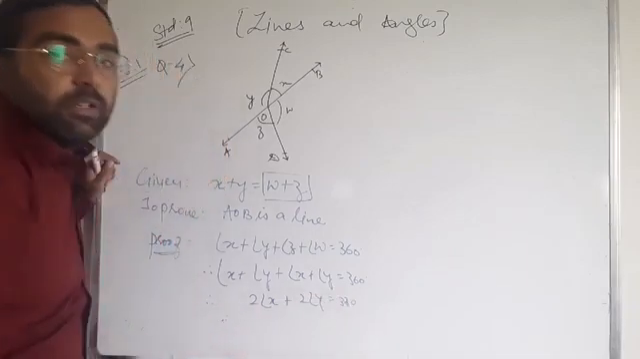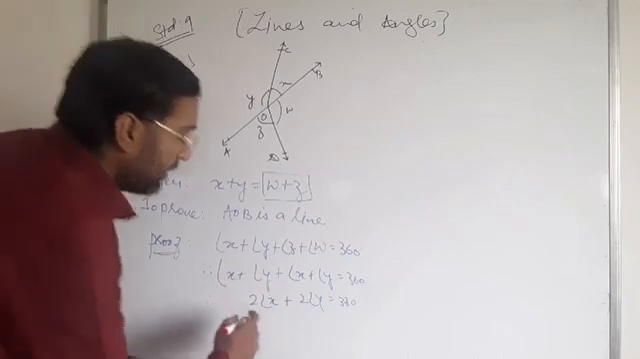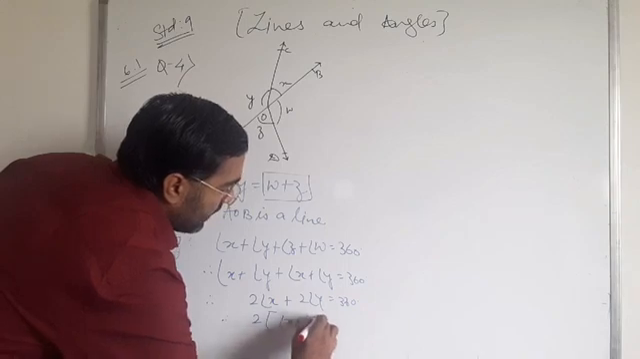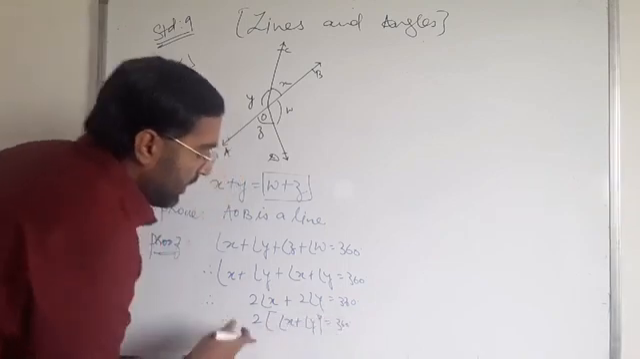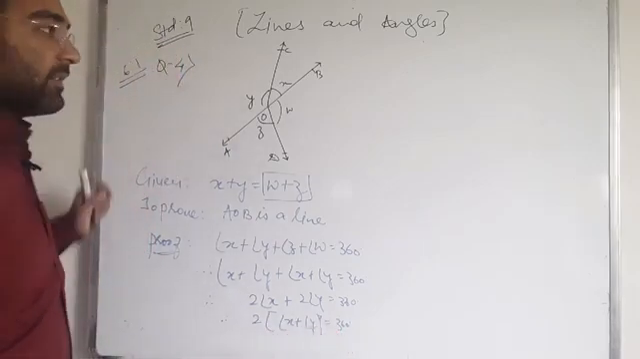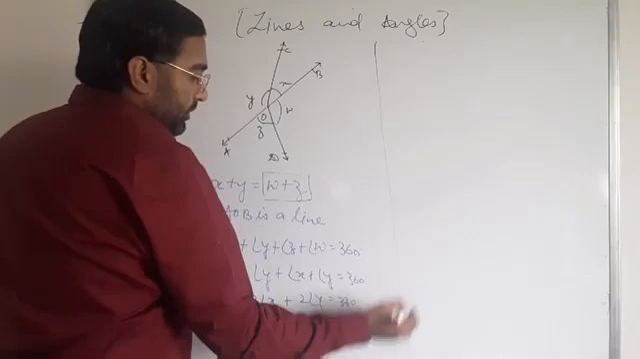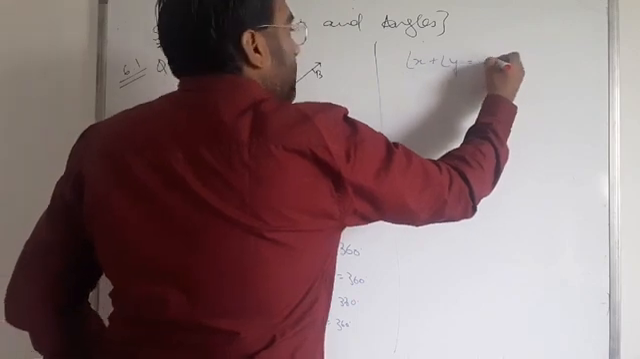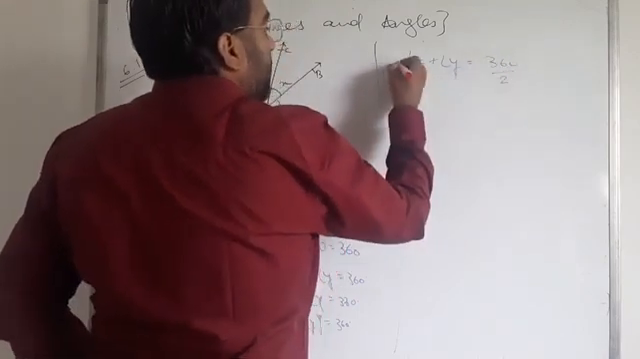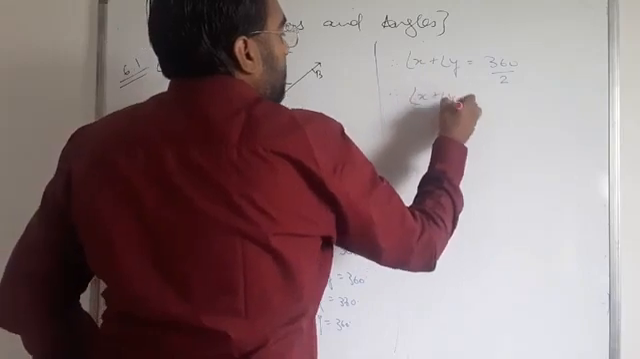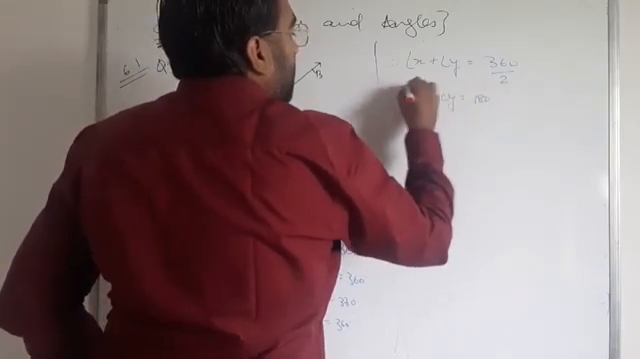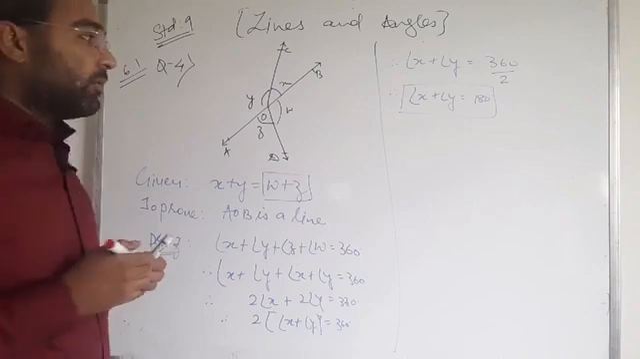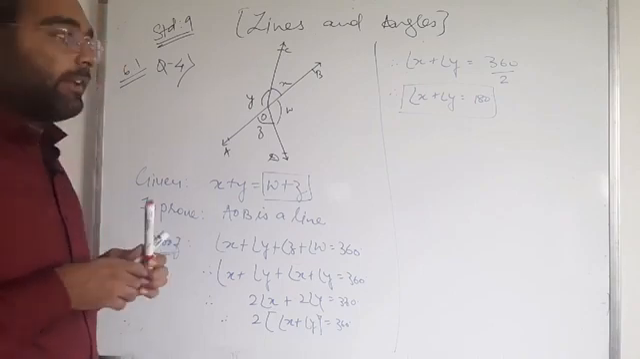Clear? Now we take 2 common from x and y, so 2 times angle x plus angle y is equal to 360 degrees. Now 2 shifts to the other side to divide 360 degrees. Therefore angle x plus angle y equal to 360 by 2, so angle x plus angle y equal to 180 degrees. Now the sum of the two angles x and y is 180 degrees, so we say that AOB forms a line.